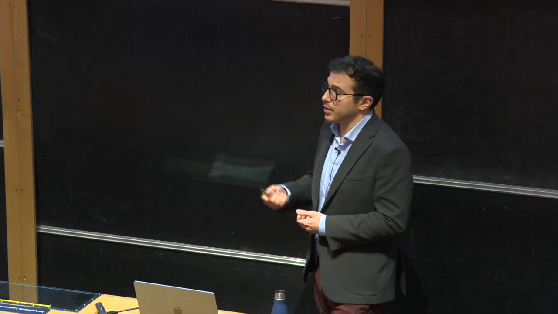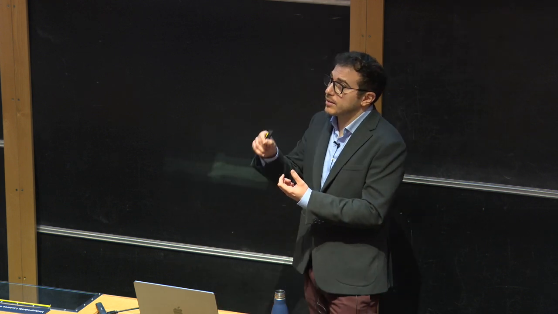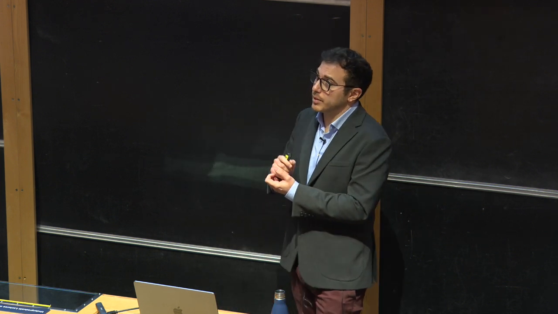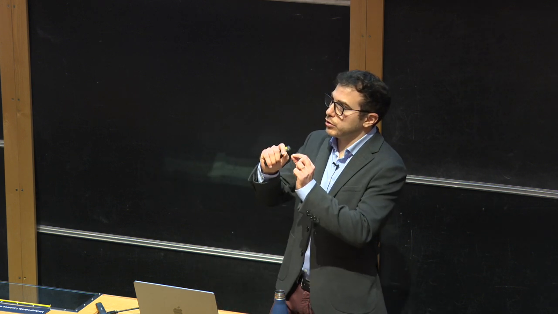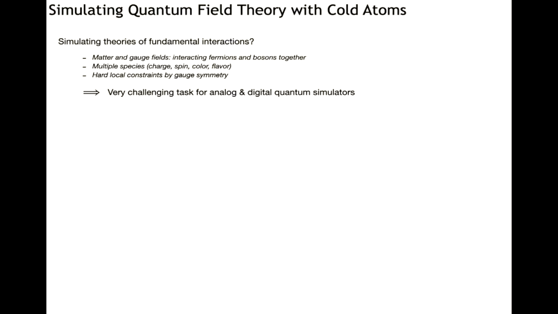And finally, the most important problem is that the matter degrees of freedom and gauge degrees of freedom interact in a very complicated way that is dictated by what particle physicists call gauge symmetry, right? So there is some local symmetry constraint that the combined motion of matter and gauge fields has to obey. And of course, your poor atoms or photons or particles or whatever know nothing about this symmetry. They have their own Hamiltonian, and you have to find a way somehow to encode these complicated interactions in your native hardware, right?